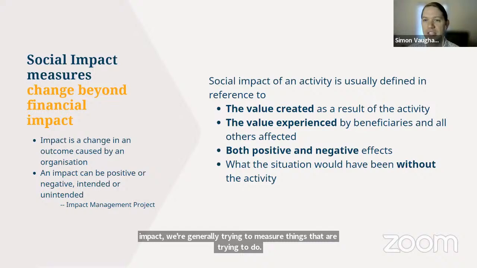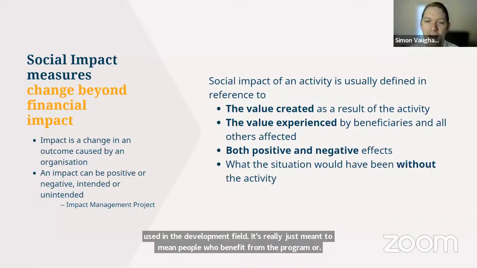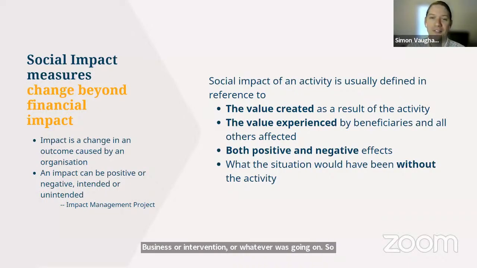Social impact of an activity is usually defined in reference to the value created as a result of the activity, the value experienced by beneficiaries, a term used in the development field. It's really just meant to mean people who benefit from the program or business or intervention. So the value experienced by the people who have been affected, both positive and negative effects, and what the situation would have been without the activity. Sometimes this can seem complicated, but really, just think about it as what would it have been like if we didn't do this program, or didn't run this business, or didn't do this activity.